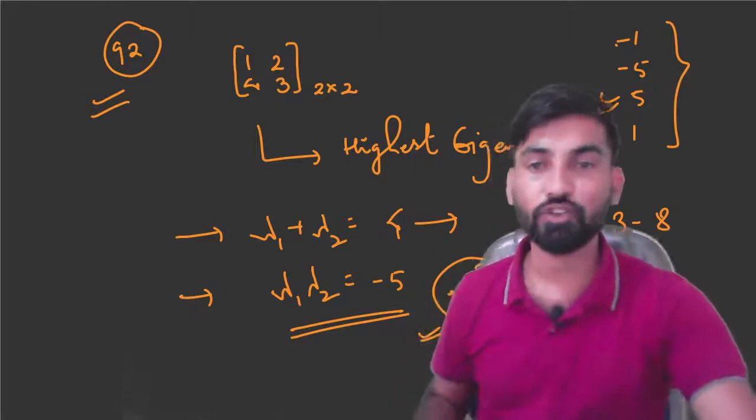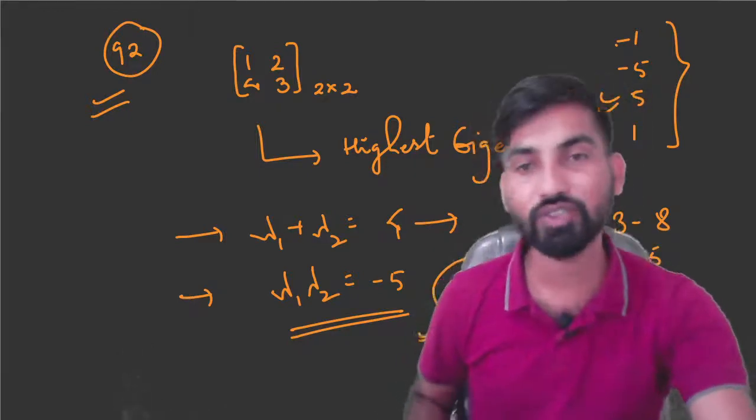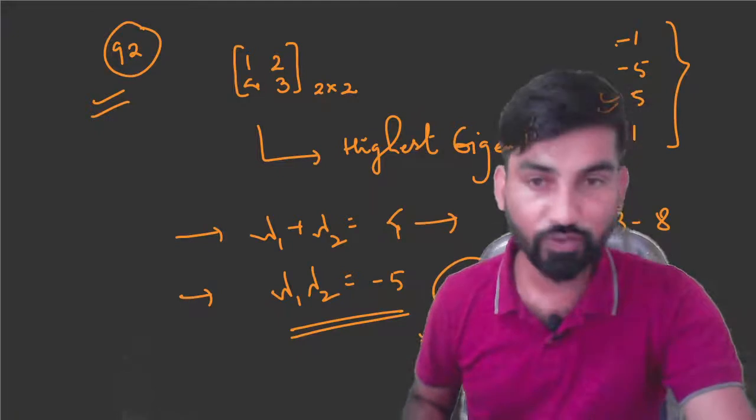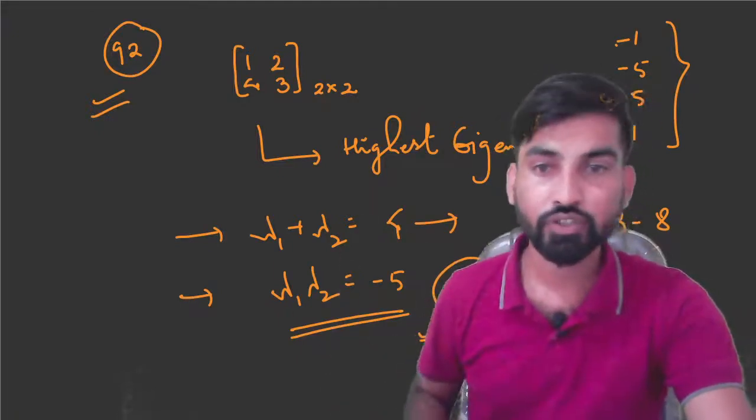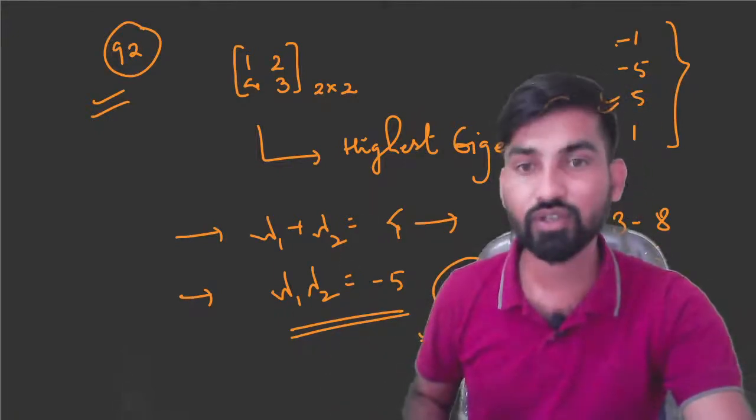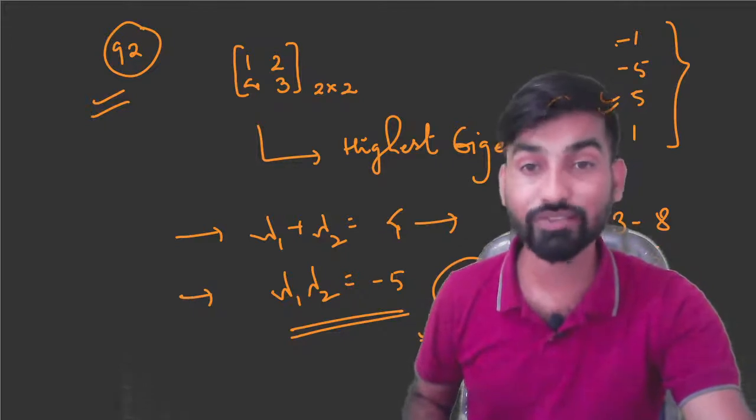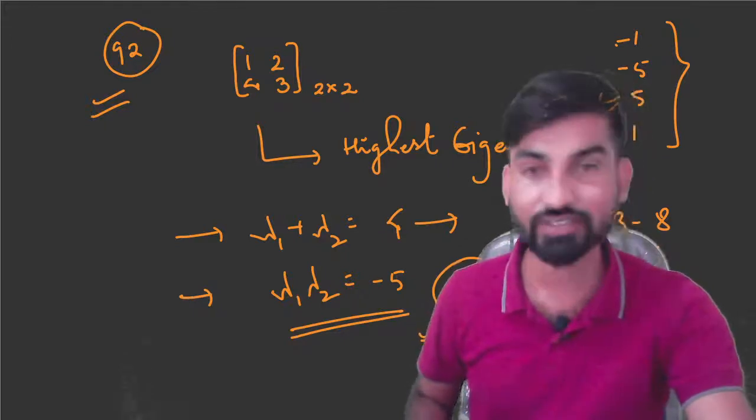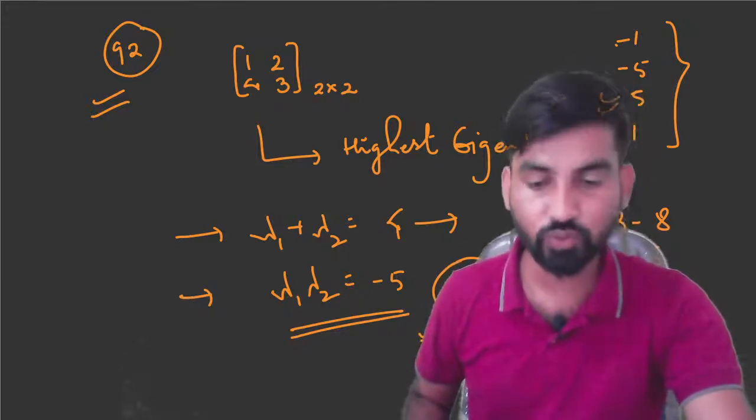In order to find the rank of the matrix, you need to go for echelon form. So if you reduce your matrix into row echelon form, you are going to get the rank of the matrix, and the answer is going to be 2.